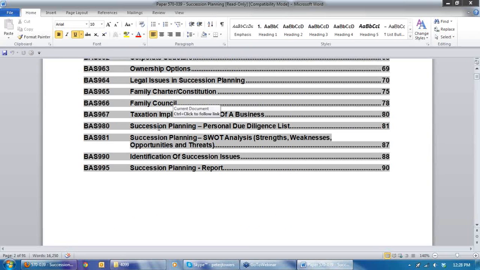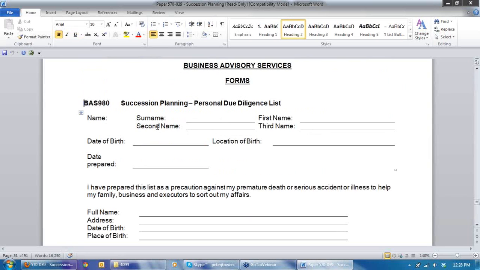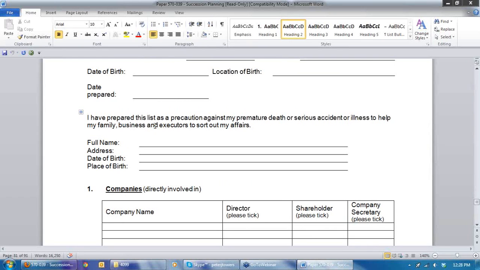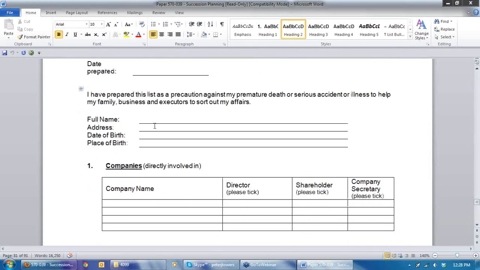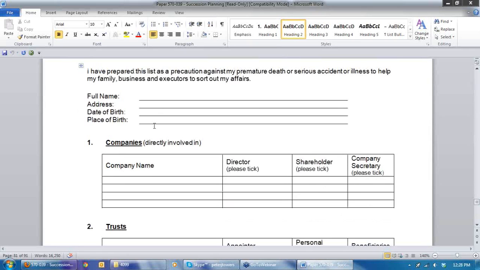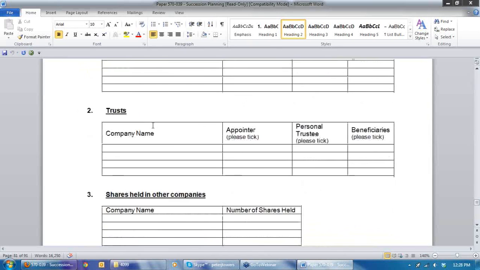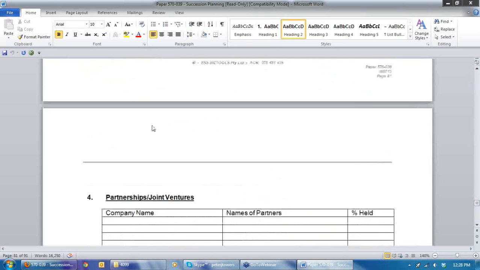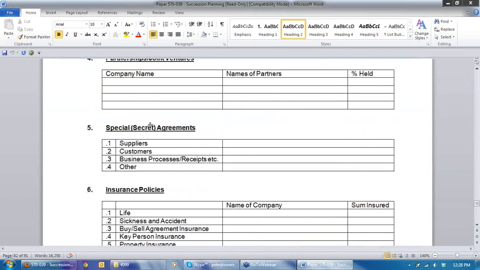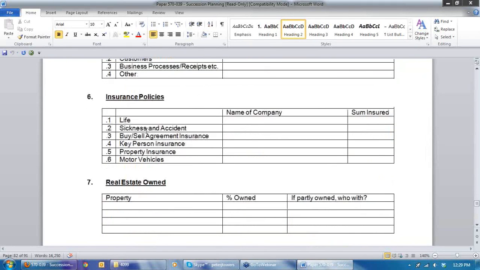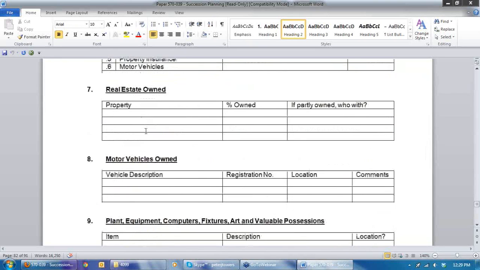We have a personal due diligence list, which I believe is very important, that all your clients should be encouraged to complete, but especially someone contemplating succession. What companies is he involved in? Trusts, shares, partnerships. What secret agreements has your client negotiated with suppliers, customers, for technology? What sort of covers have they got in insurance?